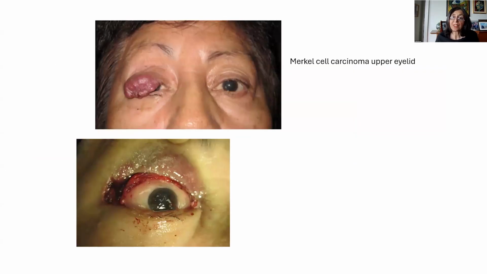The treatment for Merkel cell cancer is surgery, but it is also sensitive to radiation. So if surgical treatment for a large reconstruction of the upper eyelid is not available, radiation could be an option, but it does have side effects for the eye. So I personally prefer surgery. And then, of course, reconstruction.